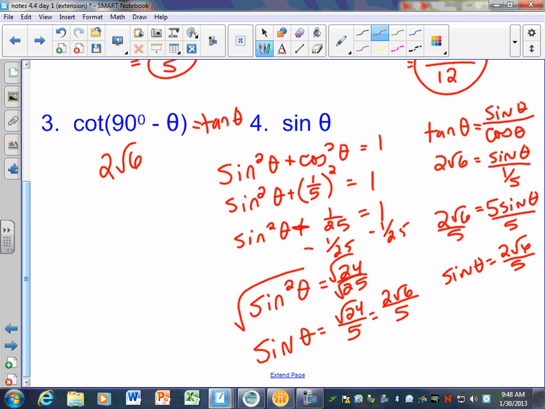Which is probably less work than the Pythagorean one. But both of them give you the right answer. So 1 out of the 4 maybe has a little bit of work to do, but most of them are just going to be straightforward.